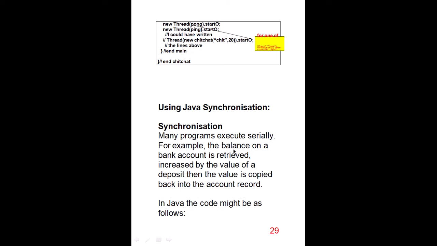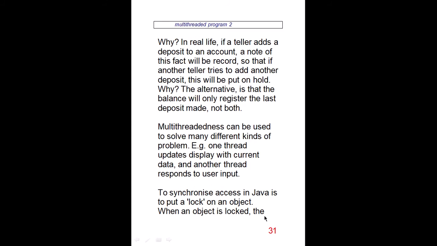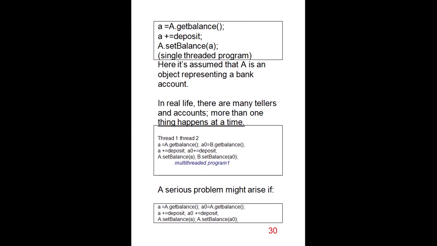For example, the balance on a bank account is accessed. It may be increased by the value of a particular deposit from a client, and then the new value is copied back into the account record. And in Java, the code might look like this.